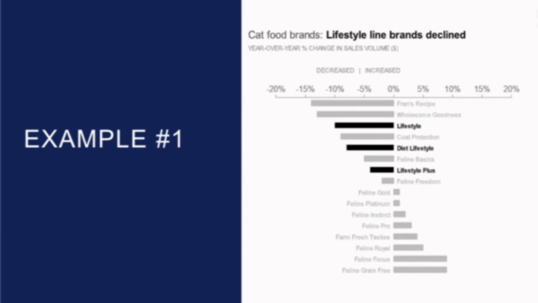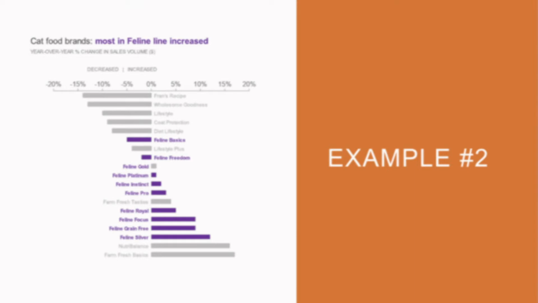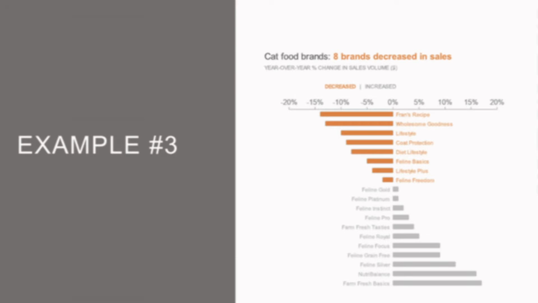Let's see if there are other stories that can be told from the same chart. Here we have cat food brands, most in feline line increased, pardon me. So we can see Feline Gold, Feline Platinum, Feline Instinct, Feline Pro, Feline Royal, Feline Focus, etc., etc. They've all pretty much increased with a few exceptions. Let's keep going. 8 brands decreased in sales. This is yet again another story that can be pulled from here. Same chart.